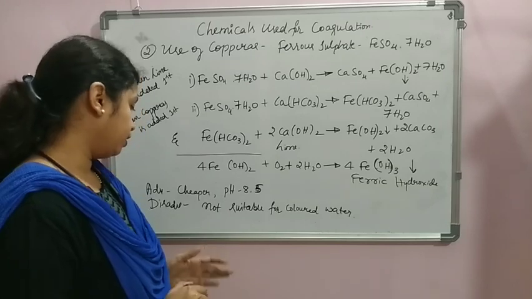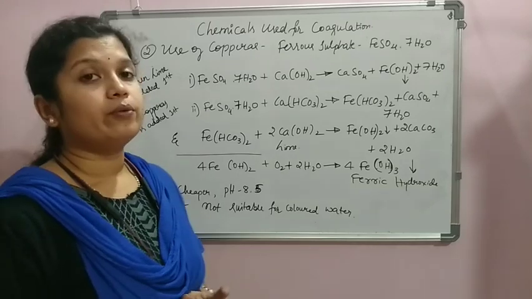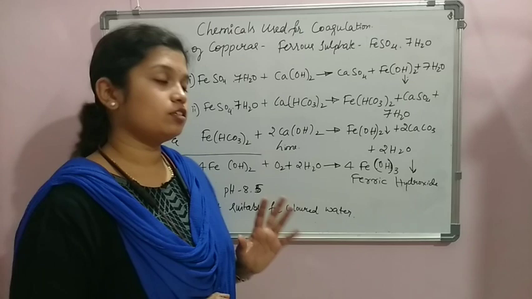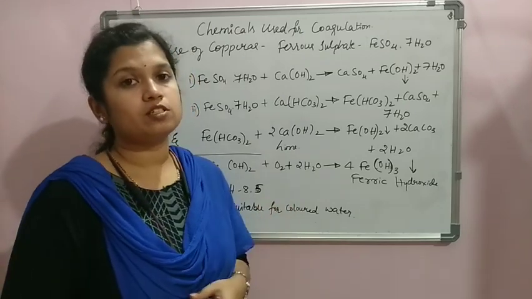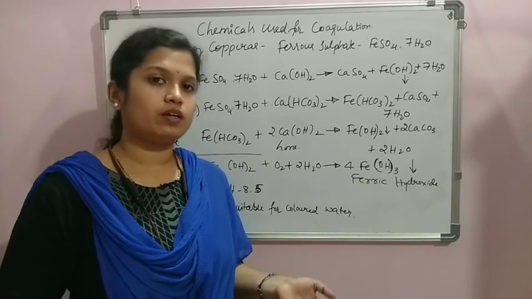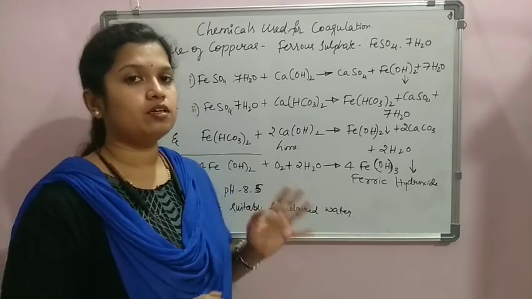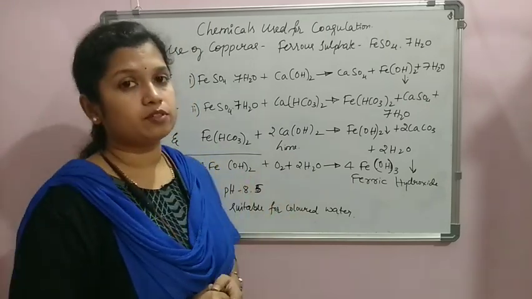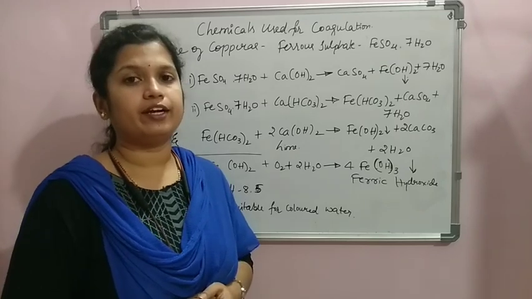That is the condition here. And what is its disadvantage? Whenever the water is colored, this is not suitable. But when we compare with alum, alum can work even if the water is colored. These are the advantages and disadvantages of using copperas as a coagulant.